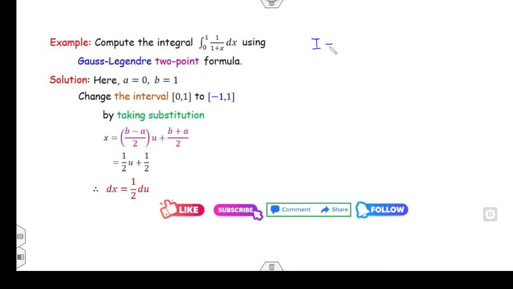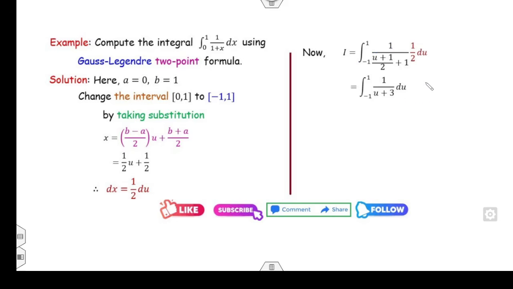I can substitute the value in the given equation. The domain is -1 to +1, 1 over 1 plus x, into half of du. If you take the LCM, 2 will be the LCM, that will be cancelled out. It is 1 over u plus 3 du. Fine. Now you can apply the Gauss Quadrature formula.